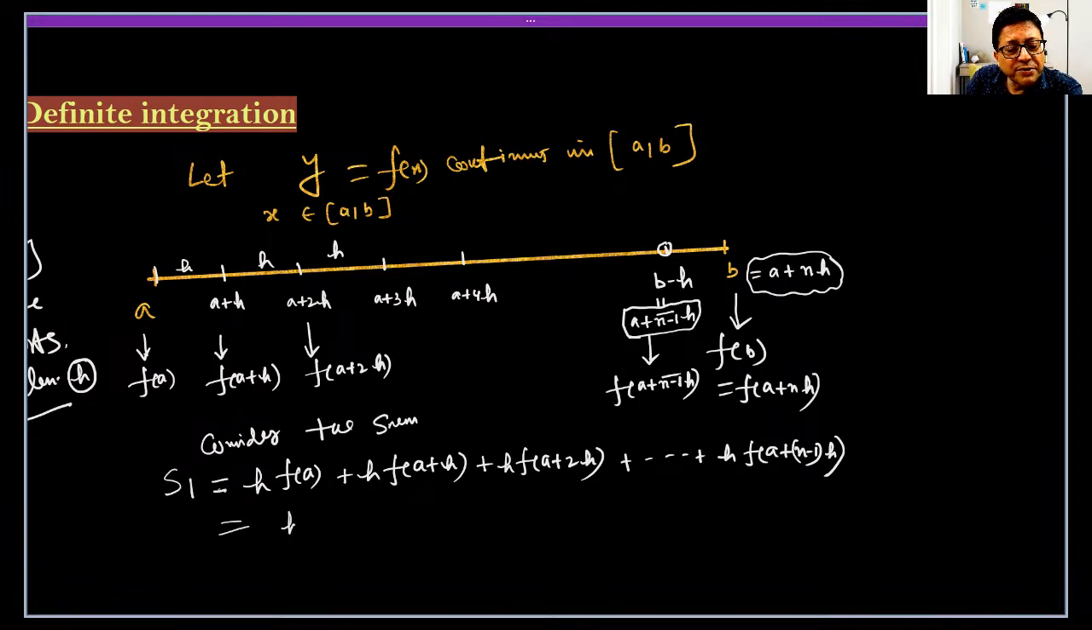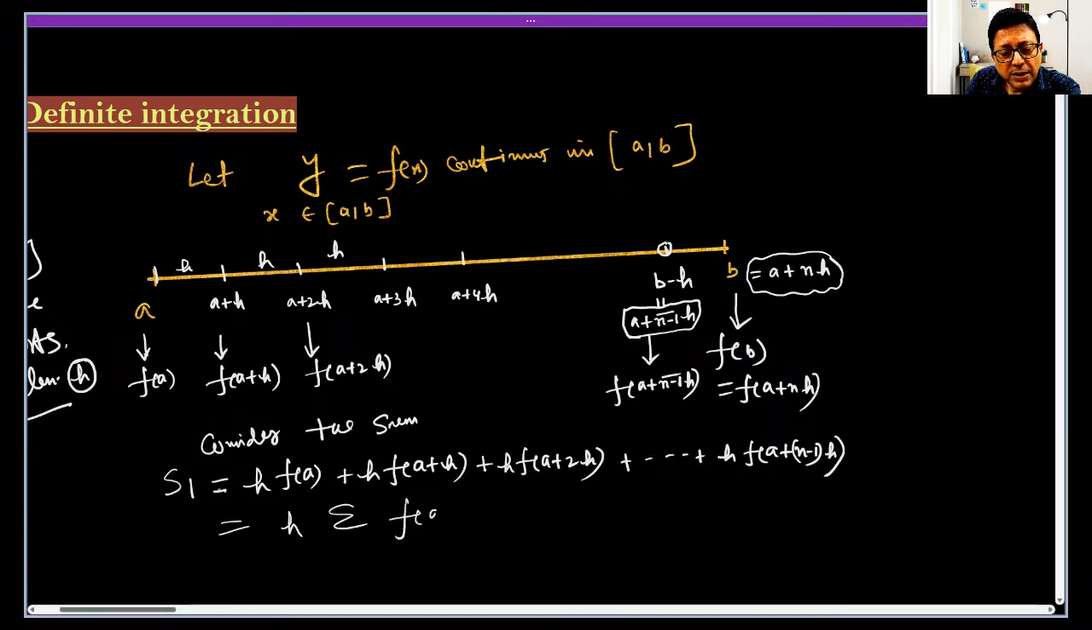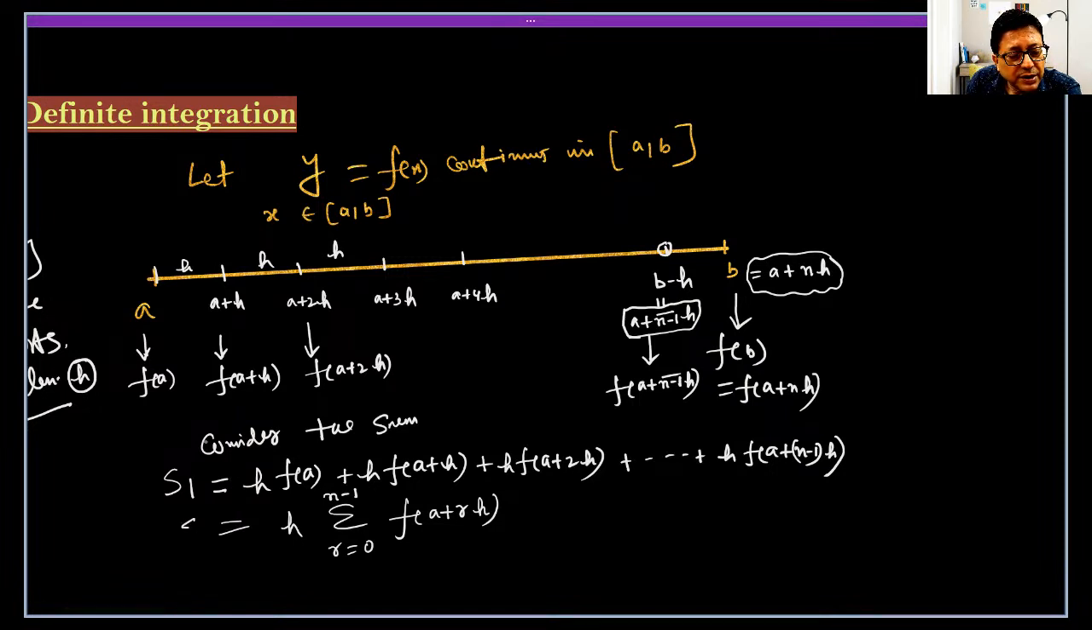Using the summation sign, we can write this one as h sigma f(a plus rh), r equal to 0 to n minus 1. Isn't it? This sum S1 we got here.